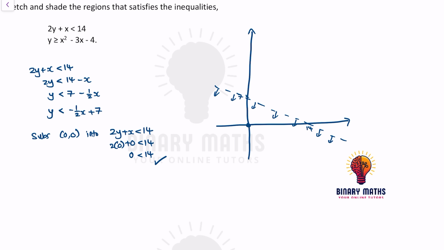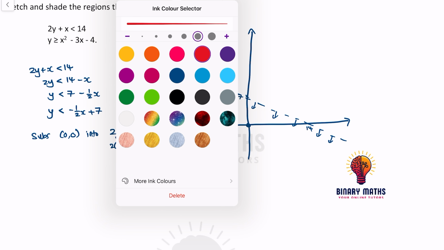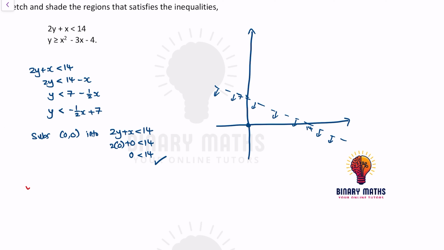Okay, let's look at the quadratic inequality now. We've got y is greater than or equal to x squared, take away 3x, take away 4. Now it's greater than or equal to, which means it's going to be a solid line when you draw it. Let's factorize it to find the roots. x take away 4, x plus 1 gives us the minus 4 at the end. The middle terms are minus 4x plus x, which gives you negative 3x.